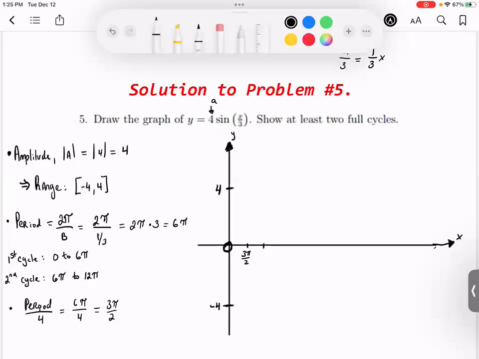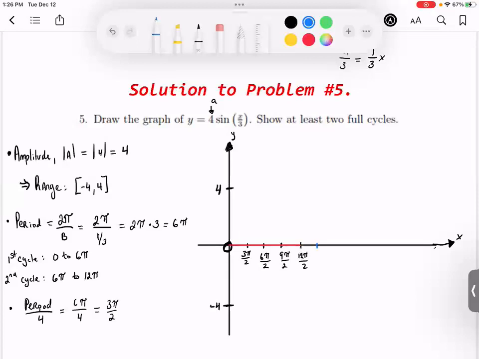The next value, if I add another 3 pi over 2, would be 6 pi over 2. So you can leave it as 6 pi over 2 because you can recognize that 6 pi over 2 is just 3 pi. If I add another 3 pi over 2, this is going to be 9 pi over 2. And now we have 12 pi over 2. So that very first cycle starts at 0, and it goes all the way up to 12 pi over 2, which is precisely 6 pi. Then I repeat the process. For my second cycle, you start at 6 pi, and we're going to end at 12 pi.